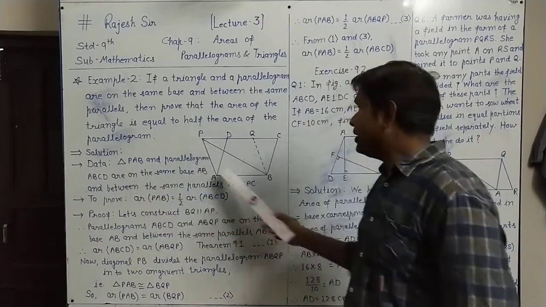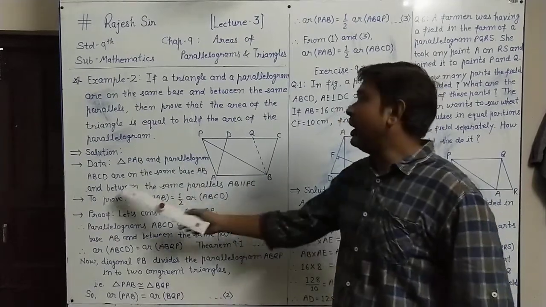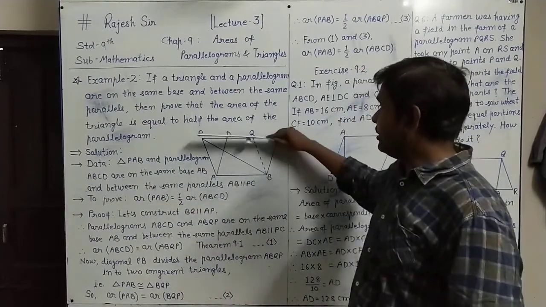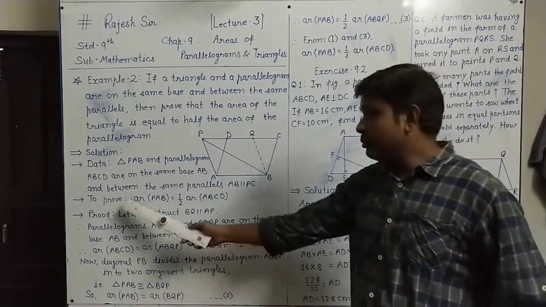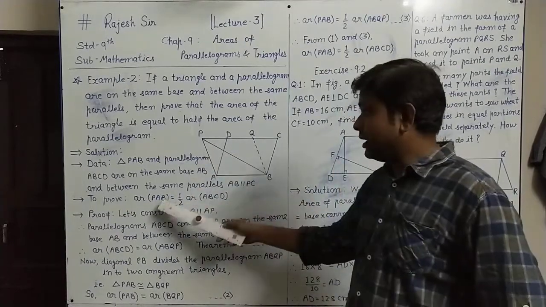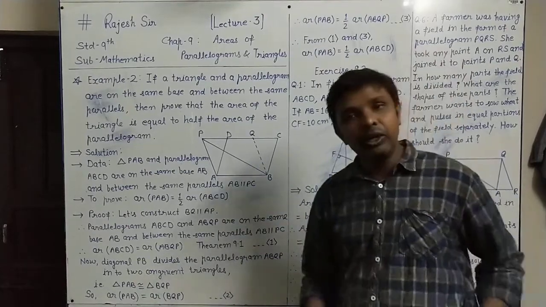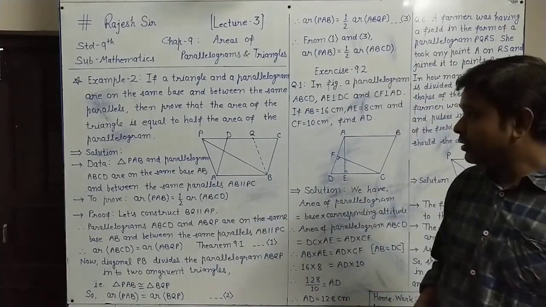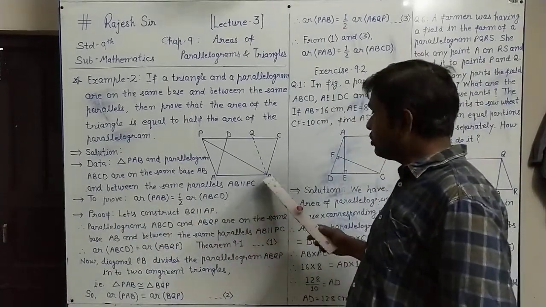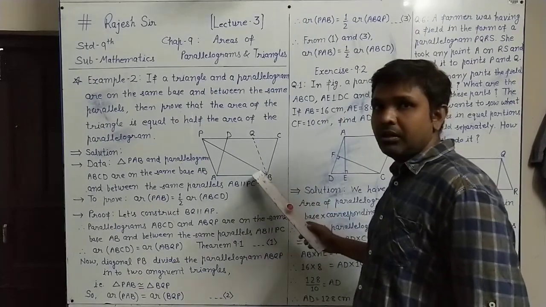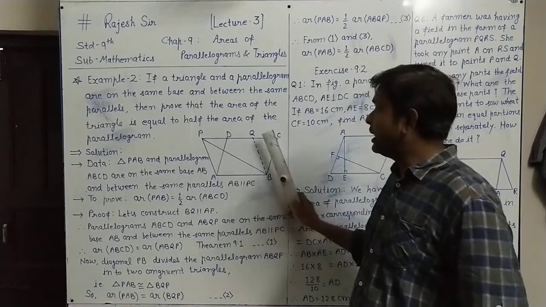The triangle PAB and the parallelogram ABCD are on the same base AB and between the same parallels, AB parallel BC. This is given as data. To prove: area of triangle PAB is half of area of parallelogram ABCD. To give the proof, let's construct BQ parallel to AB. We have to construct this BQ in such a way that it is parallel with AB. That way we have constructed BQ.